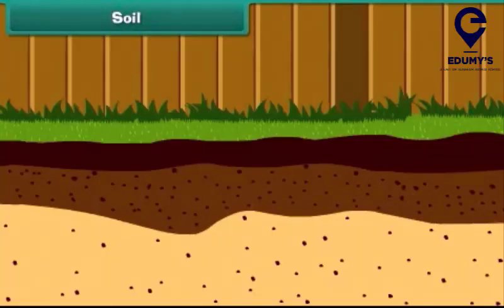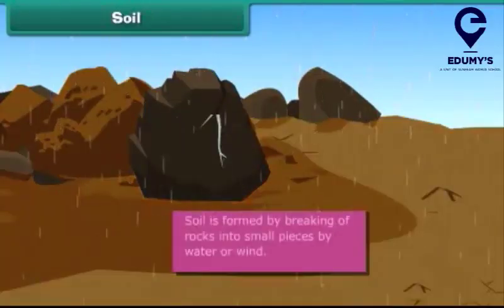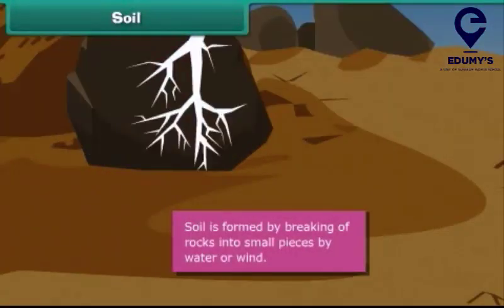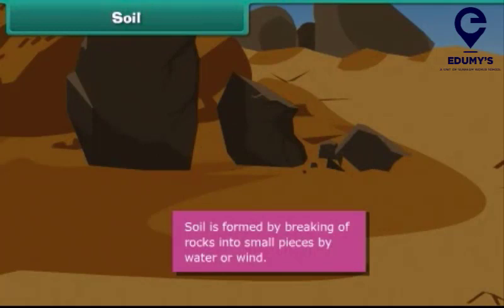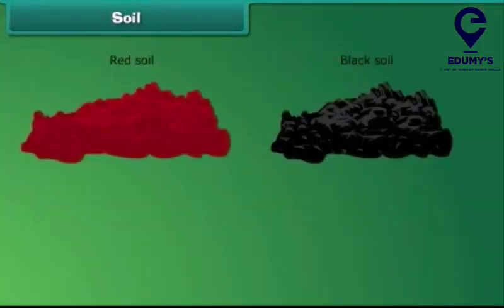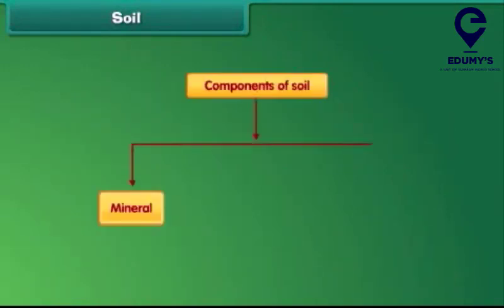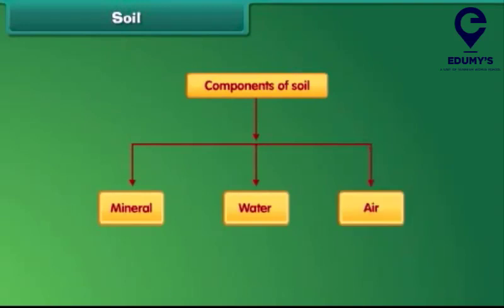Now we move on to another interesting topic of this course, that is soil. Soil is a thin layer of the Earth's crust. It is formed by the breaking of rocks into small pieces by the influence of water or wind. Soils are of different types, such as red soil, black soil, coarse soil, and fine soil. Mineral, water, and air are the three important components of soil.